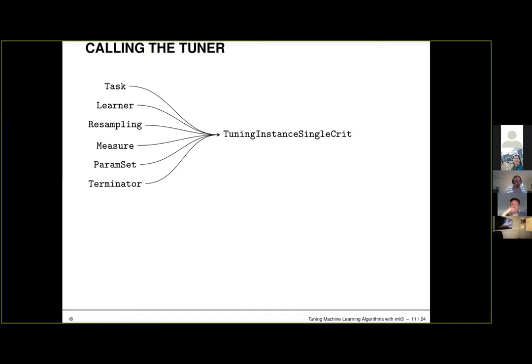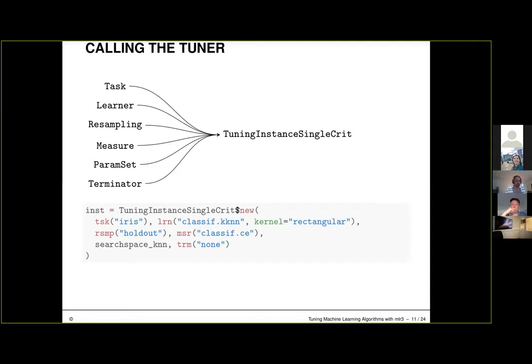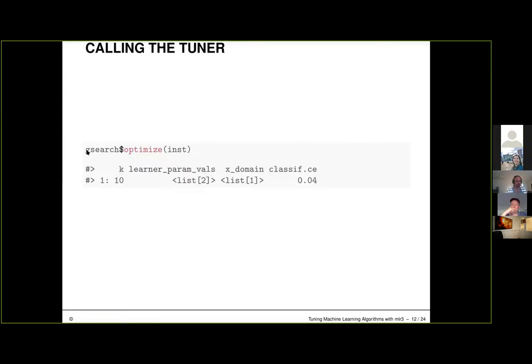And then you tie all of this together. First of all, you create the tuning instance. That's basically just a very long call where you pass all of these objects in. I've explained all of this. Because I'm using grid search, and grid search always has a finite number of points to evaluate, which we usually want to search exhaustively, we can also use the terminator none here. So there's no specific termination setting. We just finish when the algorithm thinks it's finished. After we have created this instance, the tuning scenario so to speak, we just call tuner dollar optimize on the instance.